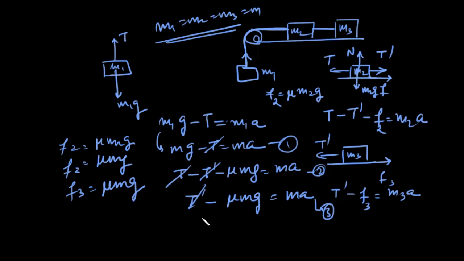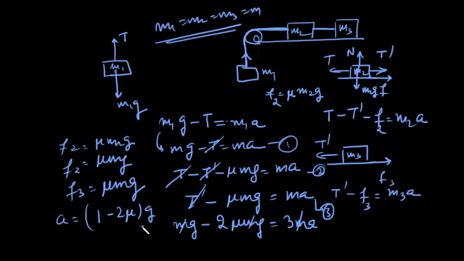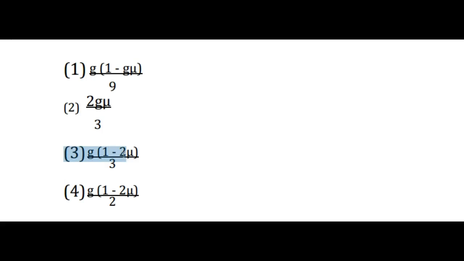This also gets cancelled. So we have mg minus 2 mu mg equal to 3ma. M gets cancelled. I have to find a. So a would be equal to 1 minus 2 mu times g by 3. This is the answer. The acceleration is equal to g times 1 minus 2 mu by 3. This is the final answer. So the third option is my answer, g times 1 minus 2 mu the whole divided by 3.